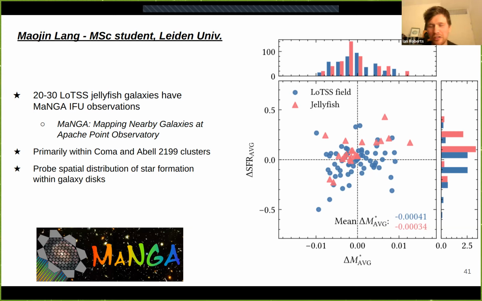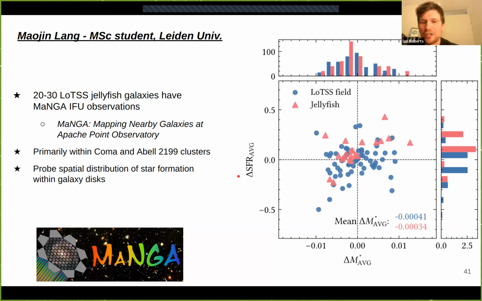The MANGA field of view, unfortunately, doesn't cover the tail regions. These are primarily within COMA and ABAL 2199. Both these clusters have a lot of MANGA observations. And so on the right, what Maujin has plotted is he's split the galaxy into, again, 2 sides. So he's divided the galaxy in half relative to the tail direction. So he's made a leading side of the galaxy and a mask to select the trailing side of the galaxy on the side of the tail. And he's just measured the star formation rate for MANGA on the leading side compared to the trailing side, and done the same on the x-axis for the stellar mass.